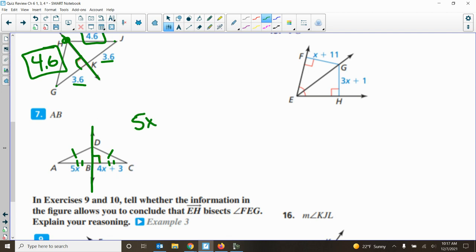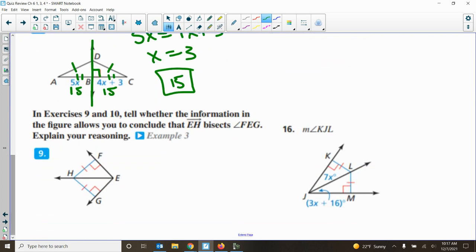So here we would do 5x equals 4x plus 3. Subtract the 4x, we get x equals 3. It says solve for AB, so we're going to plug that 3 in. This would be 15. This would be 15. Life is good. Final answer of 15 for AB.